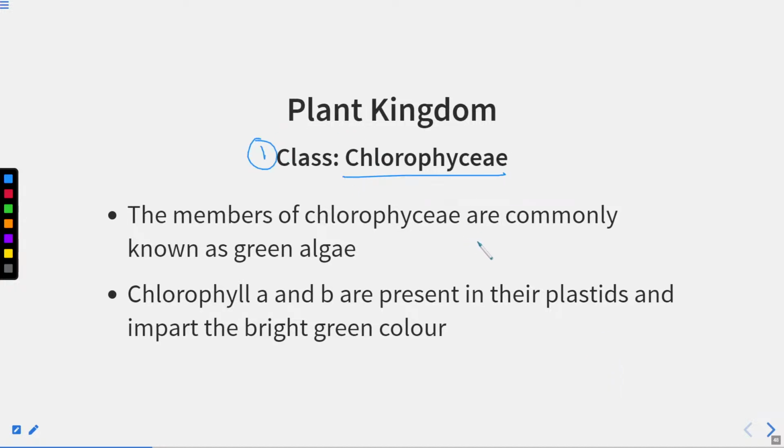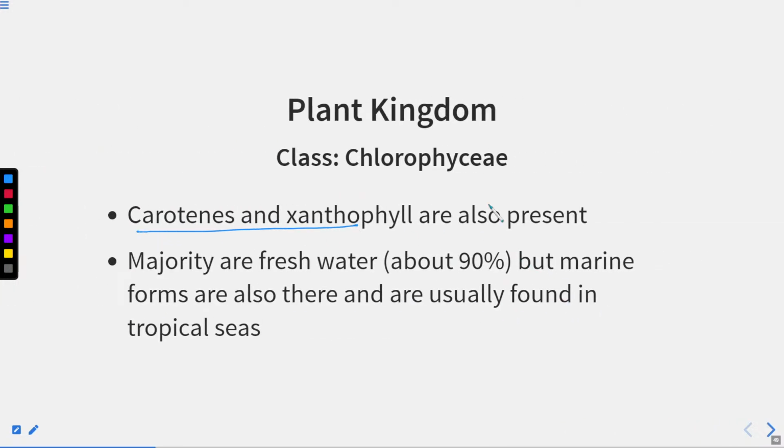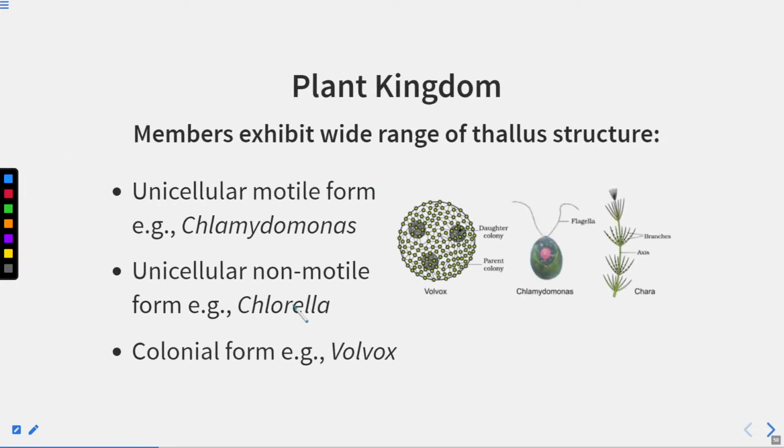The members of Chlorophyceae are commonly called green algae because they are green in color and they have chlorophyll A and B in their plastids. Carotene and xanthophyll are the accessory pigments that are also present. The majority, that is 90% of the individuals, are fresh water. They are present in fresh water, but some are present in marine forms also.